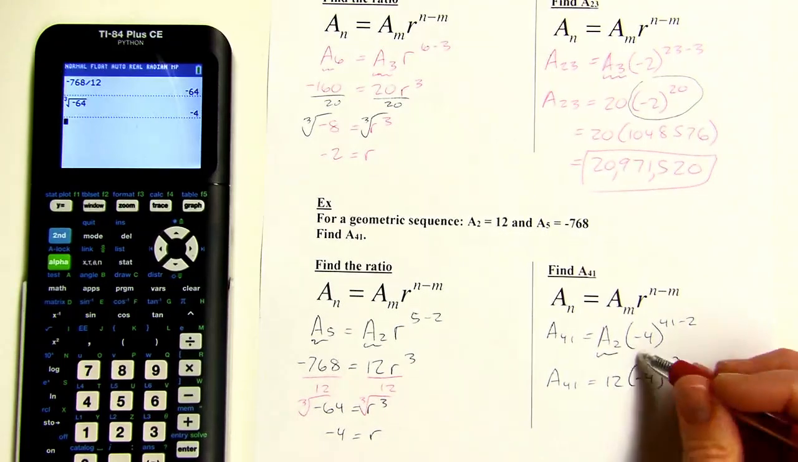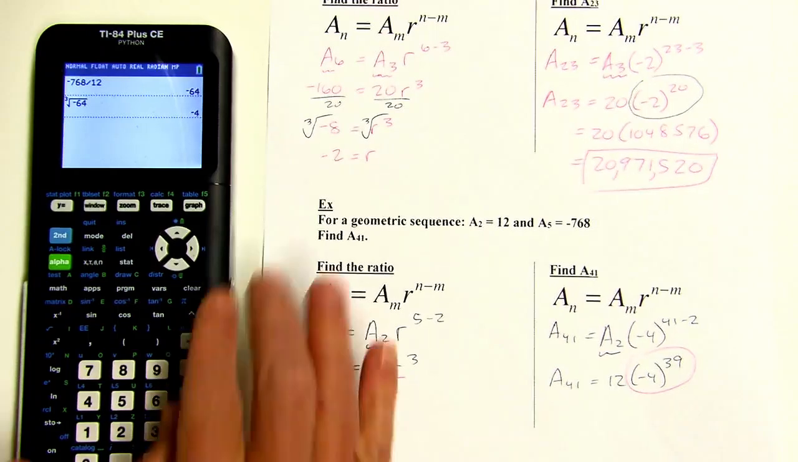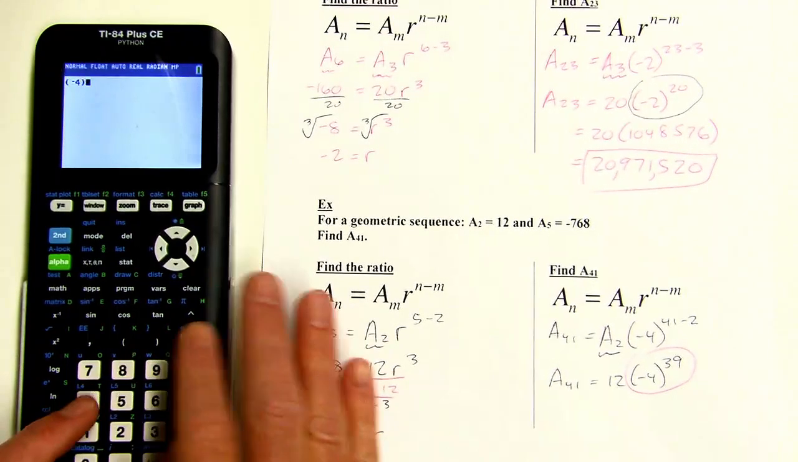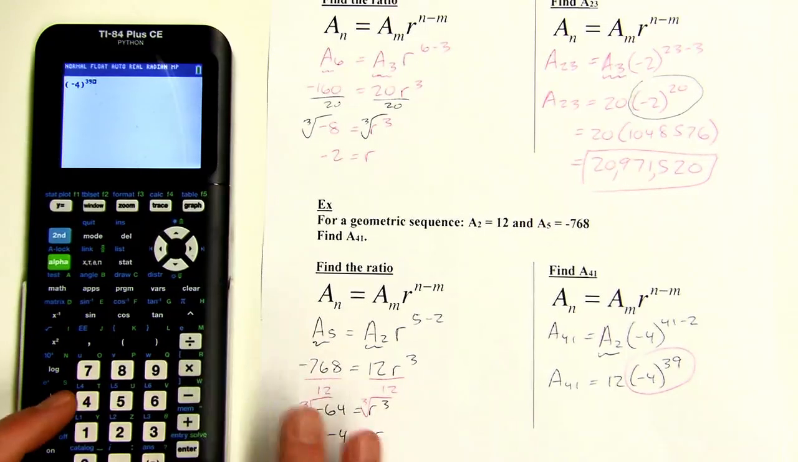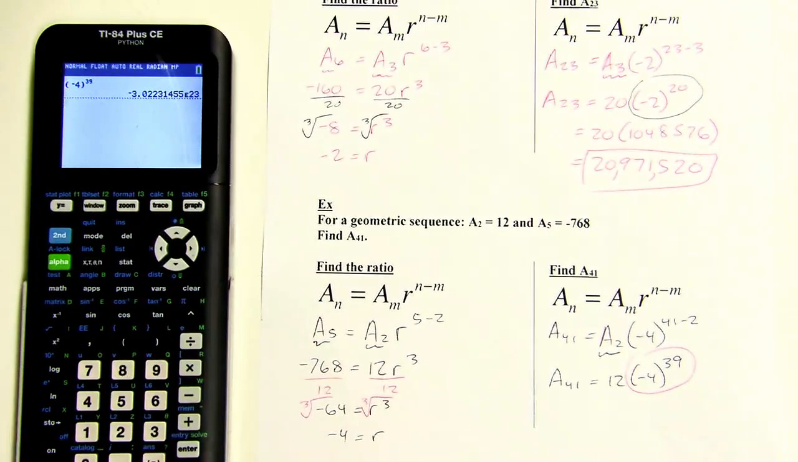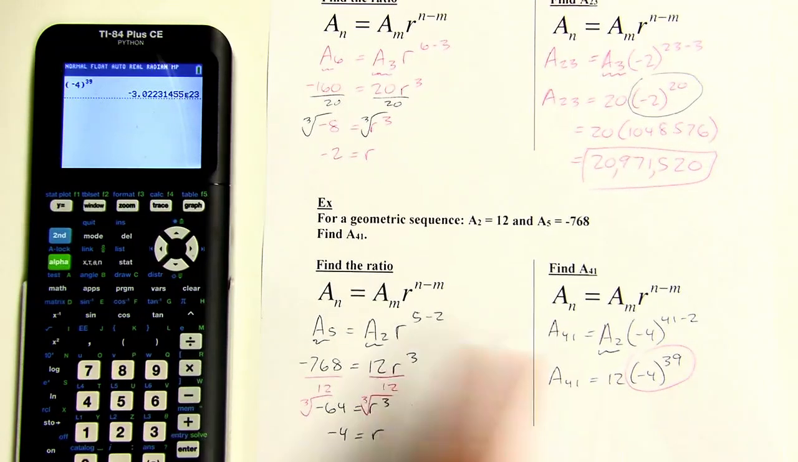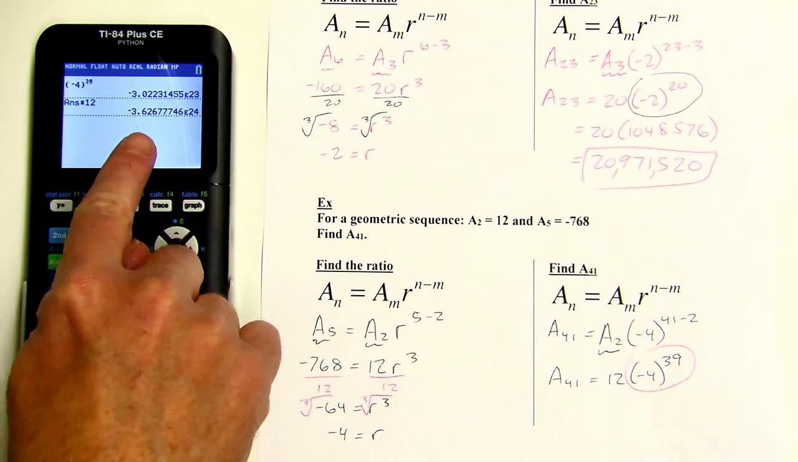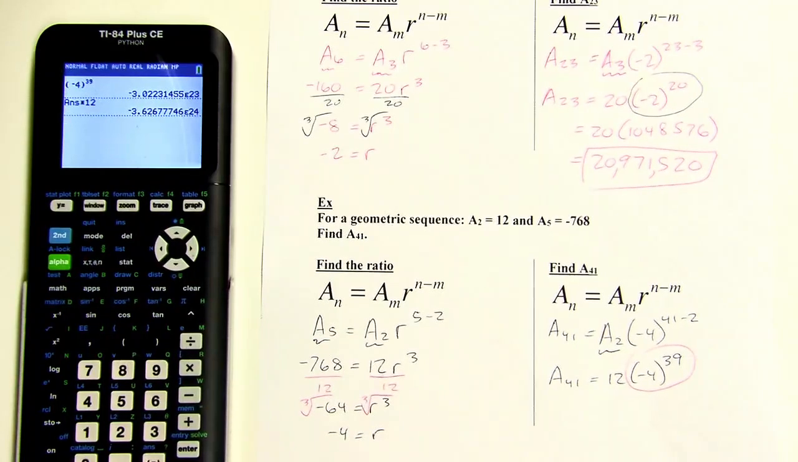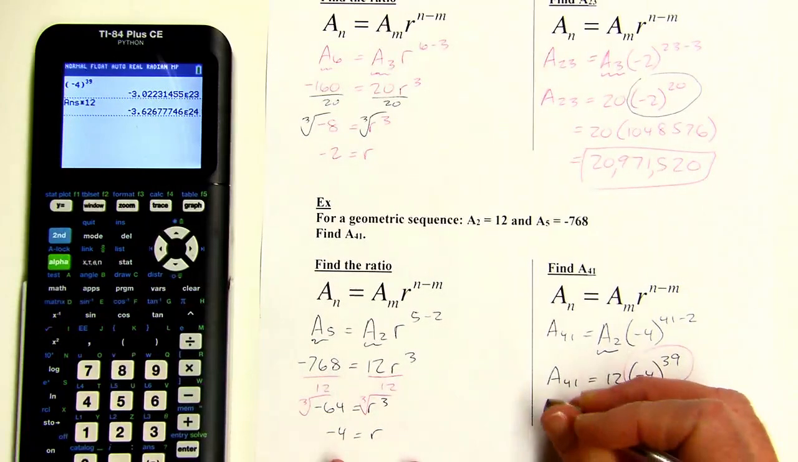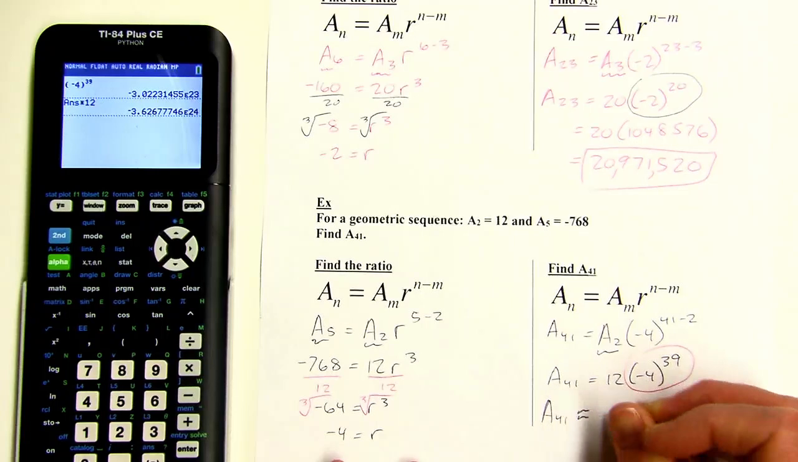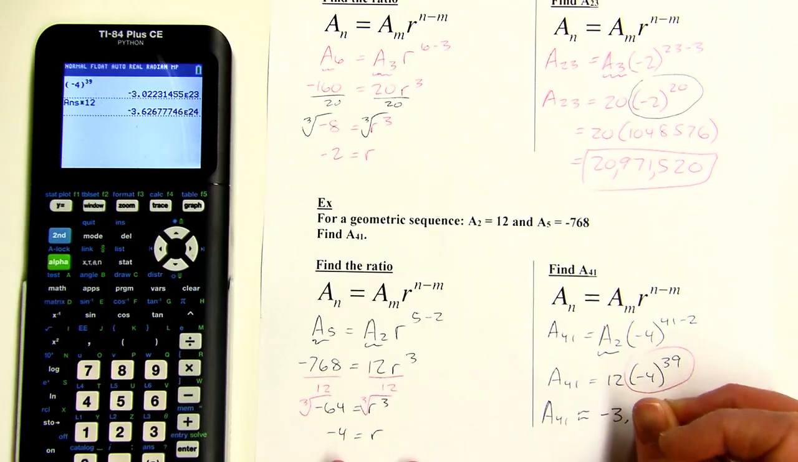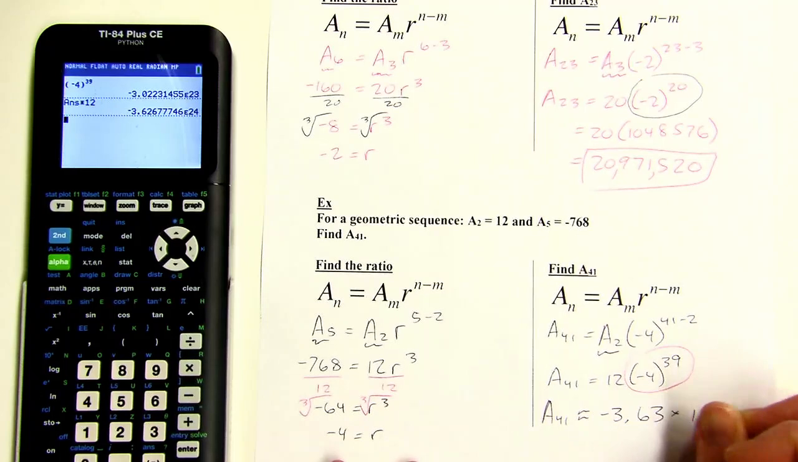And then it's PEMDAS time, right? So I'm doing the exponent next. So let's see, negative 4 raised to the 39th. Okay, this is in scientific notation, so I'm not going to actually bother writing this down on the paper yet. First, I'm going to multiply by 12. Okay, so this is not just negative 3.63, something like that, because you get that E24, which means times 10 to the 24th. So that's super important. So I'm going to call this negative 3.63 roughly times 10 to the 24th.